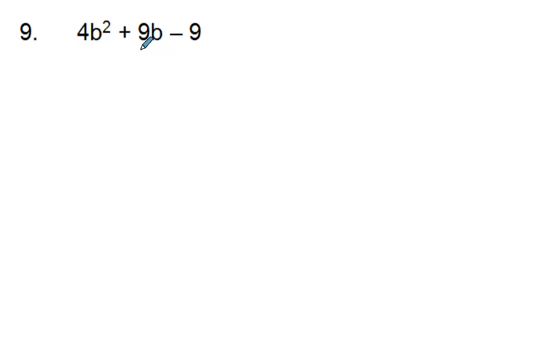Okay, number 9. Here we're using b as our variable. It's going to be the same concept. AC is going to be 4 times negative 9, or negative 36. And then we have 9 down here. So what are we going to be working with here? As far as 36, we have 2 times 18, or 3 times 12. And I think 3 and 12 is going to get it because they're 9 apart. So I'm going to put 3 and 12.